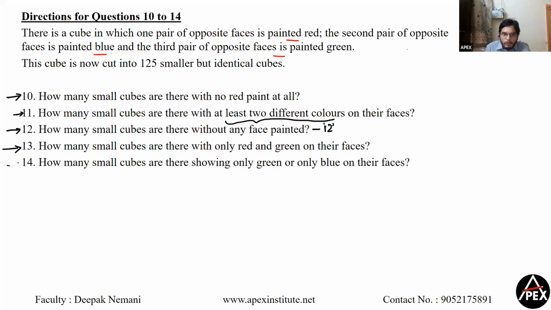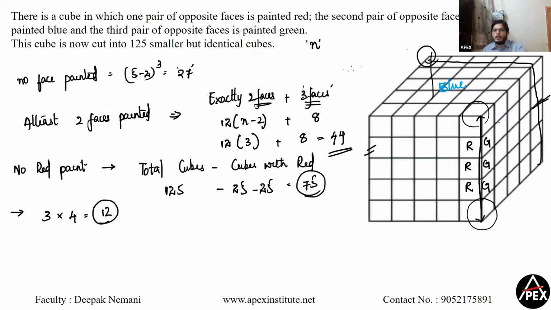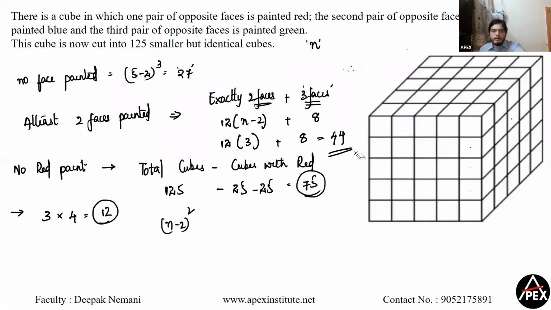Now, how many small cubes are showing only green or only blue on their faces? Okay, so only green. So on this face, only green, you will be having how many? N minus 2 square, isn't it? So if I consider this green face, 1, 2, 3, 4, 5, 6, 7, 8, 9. Nothing but N minus 2 square.